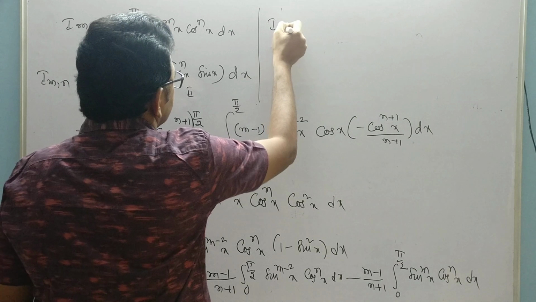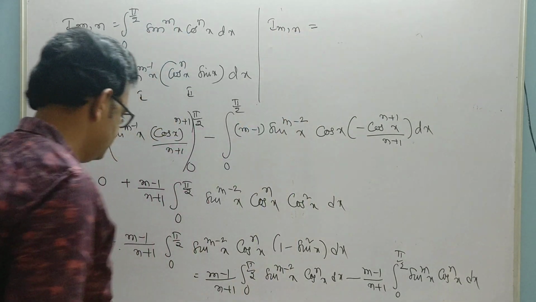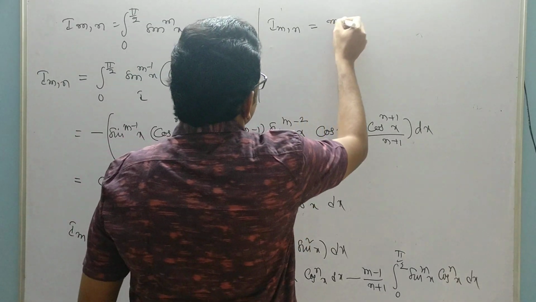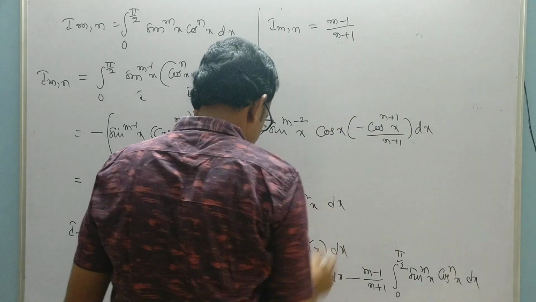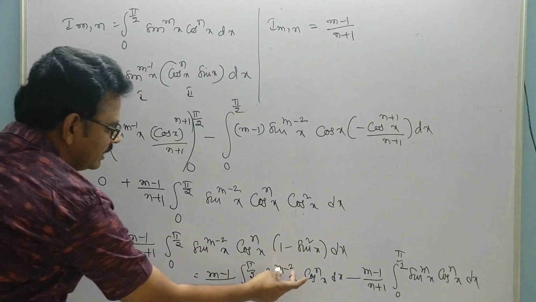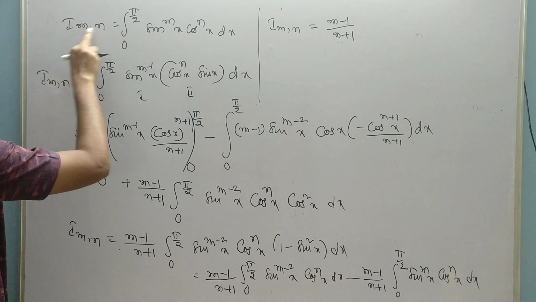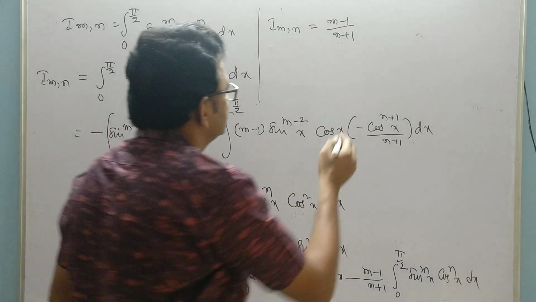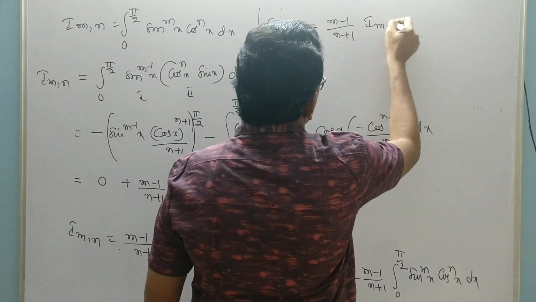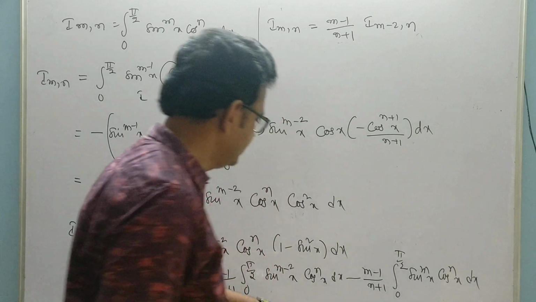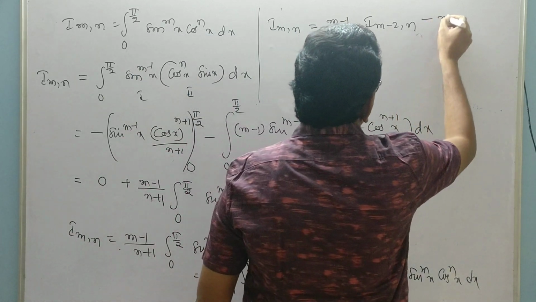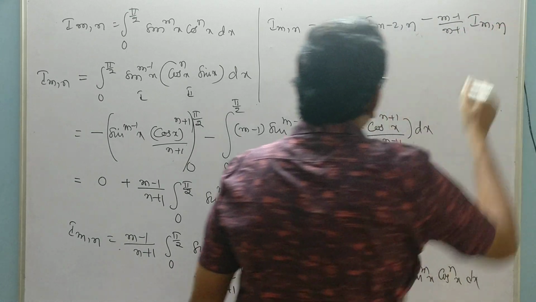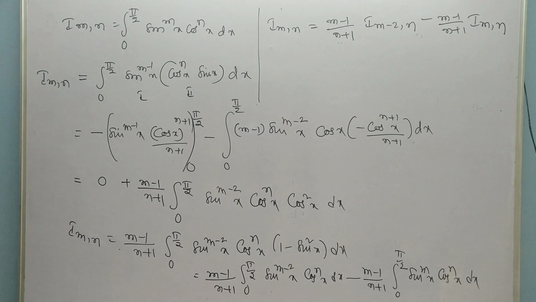So I(m,n) is equal to m minus 1 by n plus 1 into I(m-2,n) minus m minus 1 by n plus 1 into I(m,n). Okay?